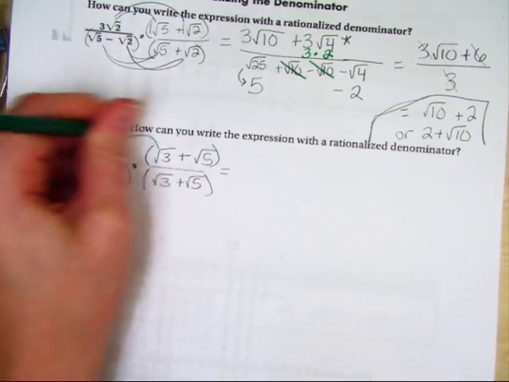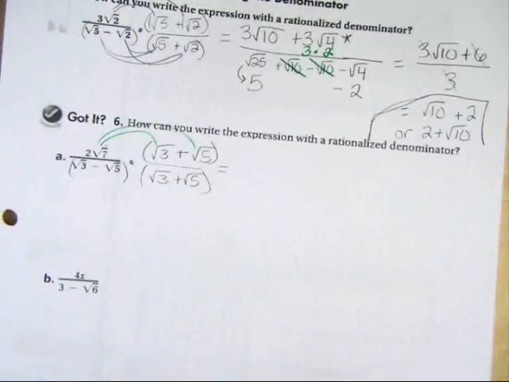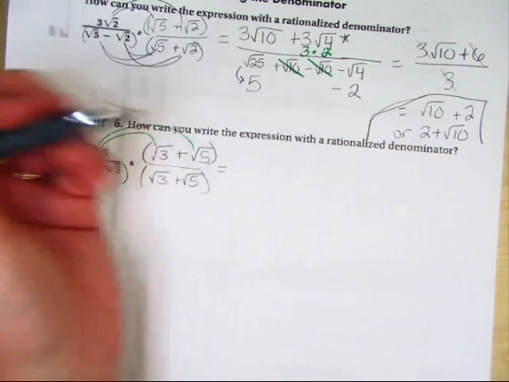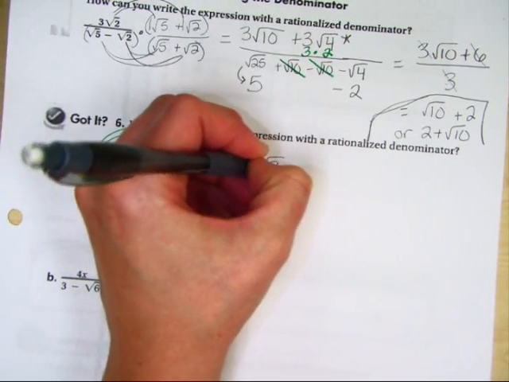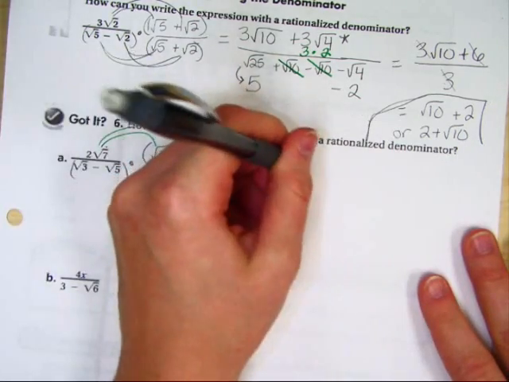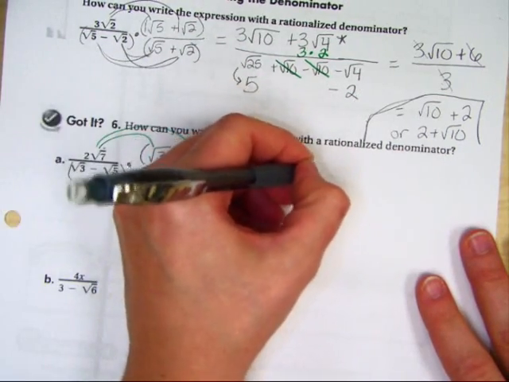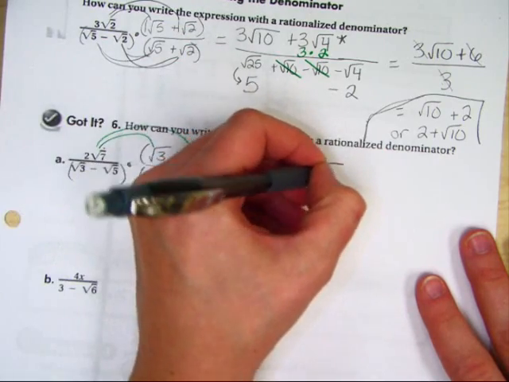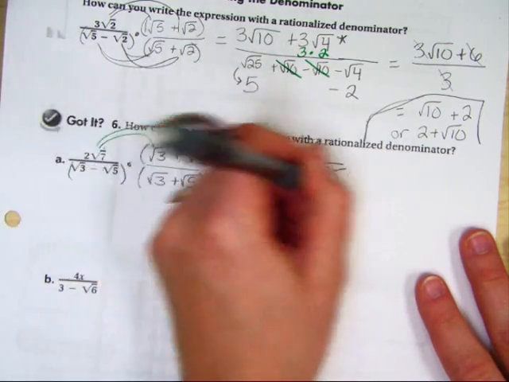Okay, distribute the top. This becomes 2 square roots of 7 times the square root of 3 is 2 square roots of 21. Inside times inside, outside times outside. This becomes 2 square roots of 35.